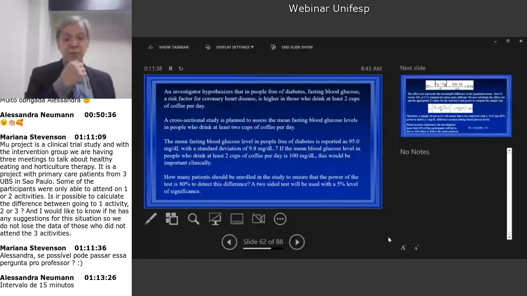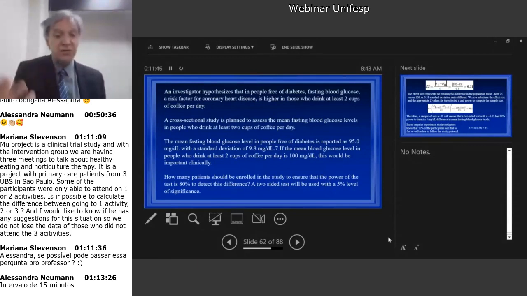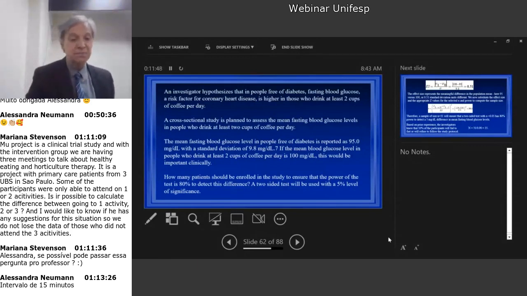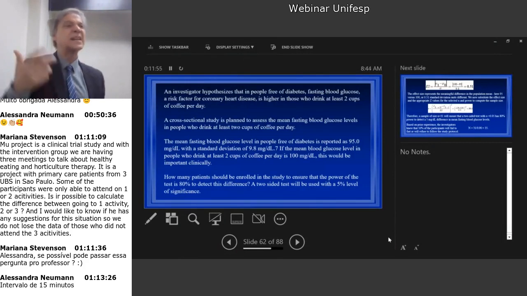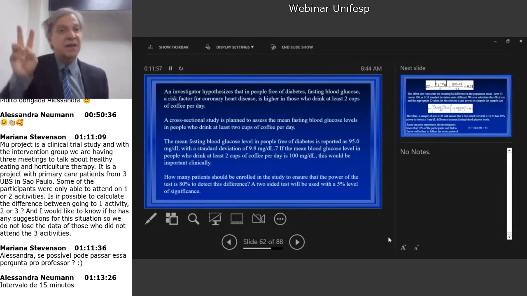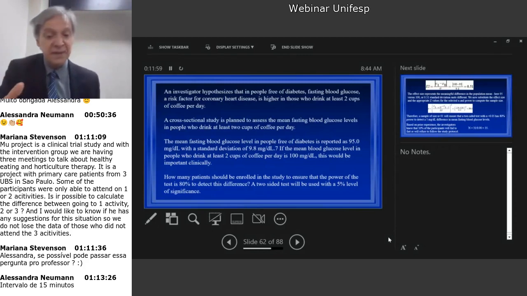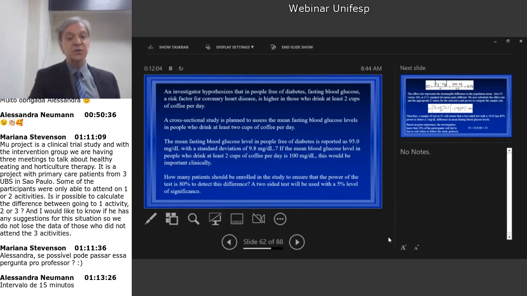The mean fasting blood glucose in people free of diabetes is 95 milligrams per deciliter, with a standard deviation of 9.8. So we have values here. If the mean blood glucose level in people who drink 2 cups a day is 100, this would be important clinically. So that's what I consider to be clinically important. I set up my effect expectation based on what's clinically important, 100 milligrams, okay? How many patients should be enrolled in the study to ensure that the power of the test is 80% to detect this difference? So that's a very fair question.